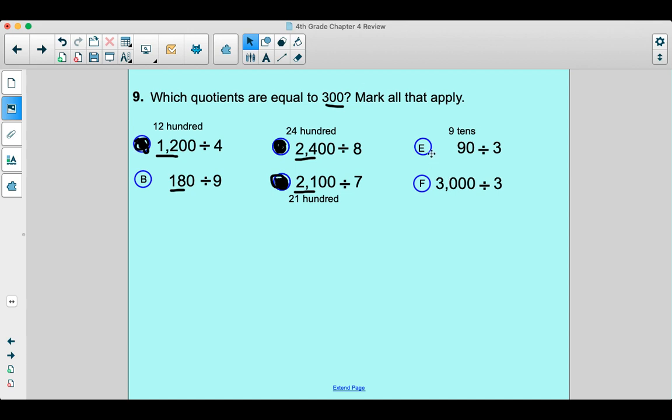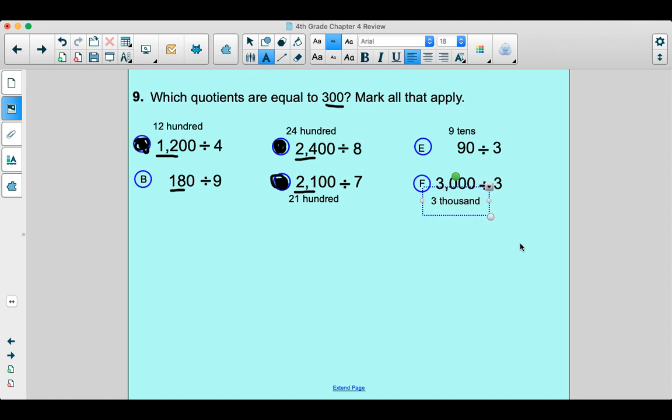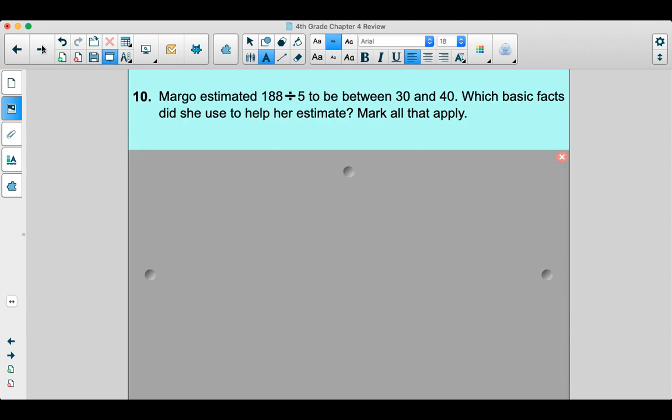All right, next up, 3,000 divided by 3. Okay, well, I think I'm going to write down the 3 and then 1,000, right? So then 3 divided by 3 is 1, and then we have to add in the 1,000, so 1,000. So that's a no-go. So our answers for this one are A, C, and D. On to the next.